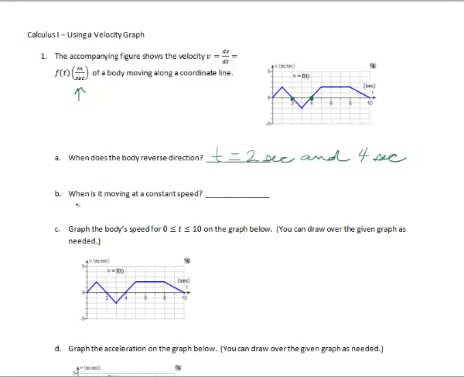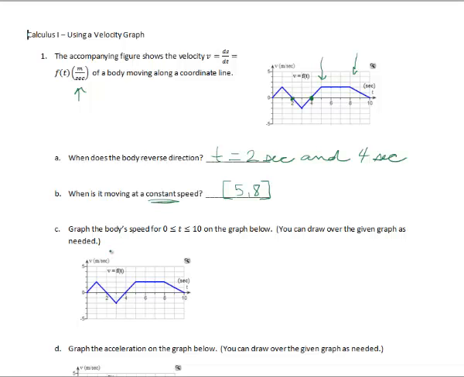So part B, when is our body moving at a constant speed? And of course, that is going to happen when our velocity is constant. So in my diagram, it looks like that will happen between 5 seconds and 8 seconds. The velocity is positive there, but the way that I know that the speed is constant is because my velocity is constant there.